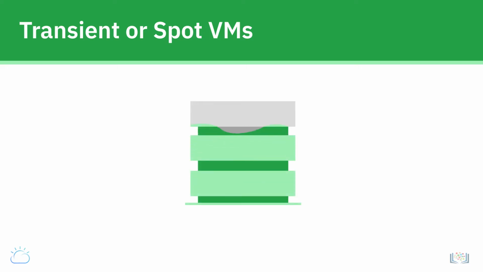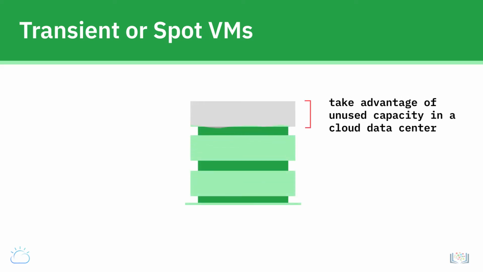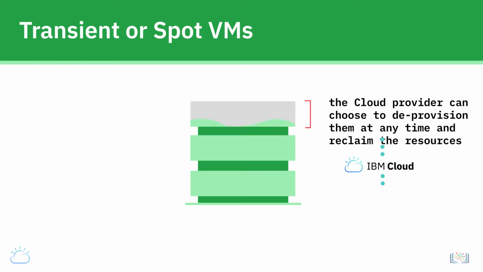Transient or spot VMs take advantage of unused capacity in a cloud data center. Cloud providers make this unused capacity available to users at a much lower cost than regular VMs of similar sizes. Although the transient VMs are available at a huge discount, the cloud provider can choose to deprovision them at any time and reclaim the resources for provisioning regular, higher-priced VMs.